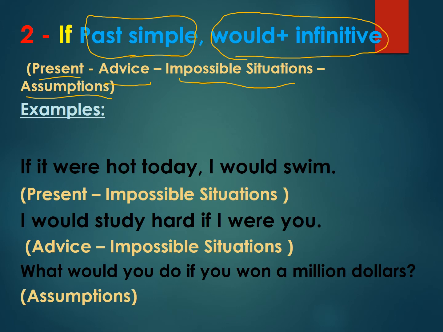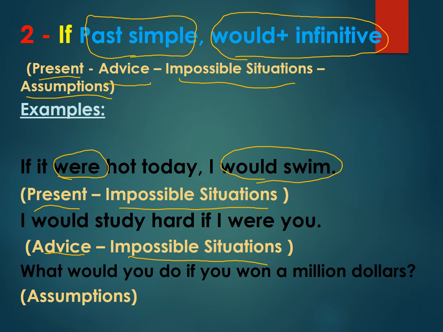If it were hot today, I would swim. If, past simple, would plus infinitive. And here this situation is in the present. And of course, it's impossible, because it's impossible for today to be hot. When I say if it were hot today, this means that it's not hot today. It's cold, so it's impossible to become or to be hot. Another example, I would study hard if I were you. This is advice, of course. And it's impossible, of course, because I cannot be you.